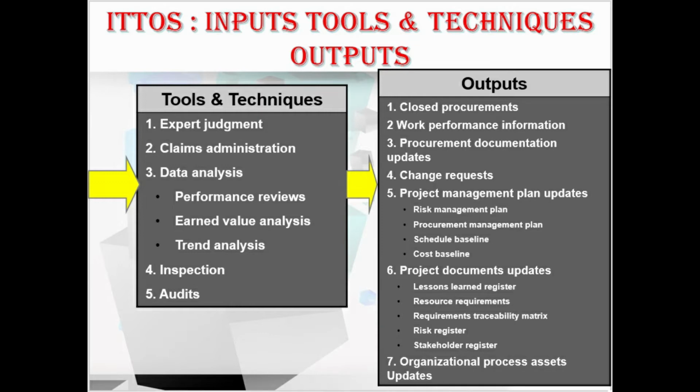Coming to the outputs, we have closed procurements, work performance information, procurement documentation updates, change requests, and project management plan updates, which contain the risk management plan, procurement management plan, schedule baseline, and cost baseline. We also have project document updates, which contain the lessons learned register, resource requirements, requirements traceability matrix, risk register, and stakeholder register. And in outputs also we have organizational process assets updates. Fine, so this is a brief overview of the inputs, tools and techniques, and outputs.